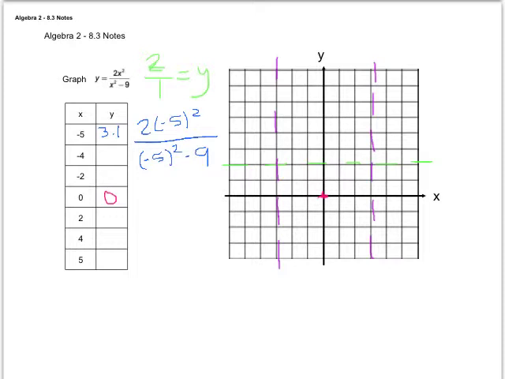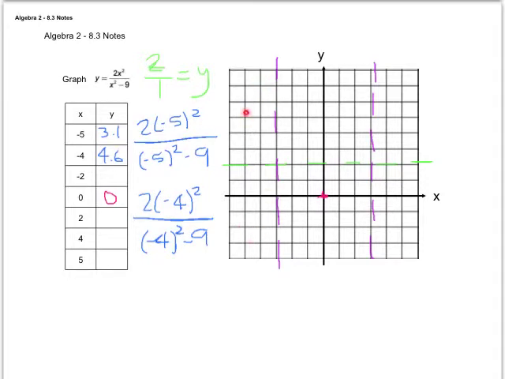And then I'm going to do the same thing with -4. So 2 times -4 squared divided by -4 squared minus 9. Punch that into your calculator. And again, -4 times -4 is going to be positive 16. But this is going to give me 4.6. And that takes care of the 2 points on the left-hand side of my graph.